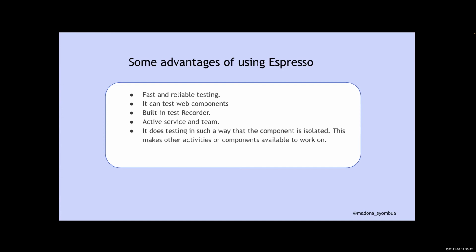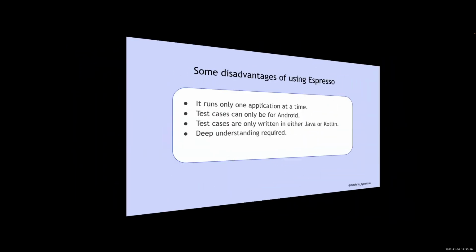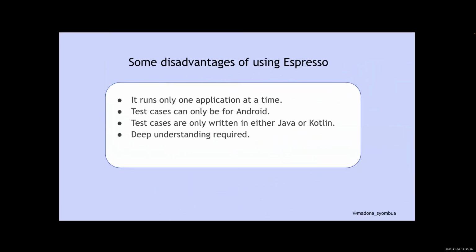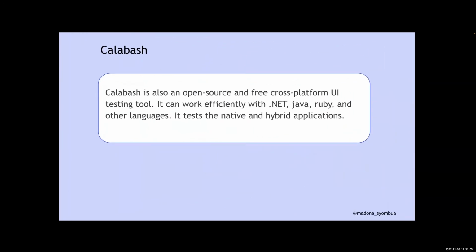So it's pretty well supported, and it has a cheat sheet, which is super cool. It's easy to kind of just work with. Some disadvantages: it runs only on one application at a time. Test cases can only be for Android. Sorry if we have any web users. And the tests are written in Java or Kotlin, so you need to know Java and Kotlin. And then also the deep understanding which is required, which takes a bit of a learning curve.